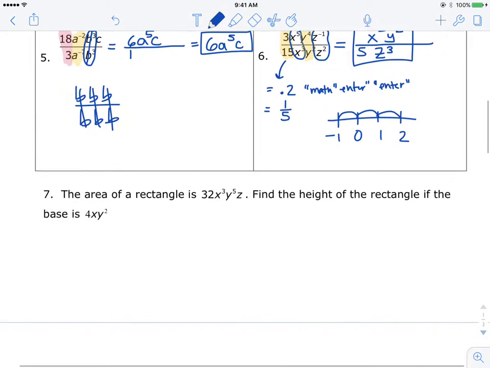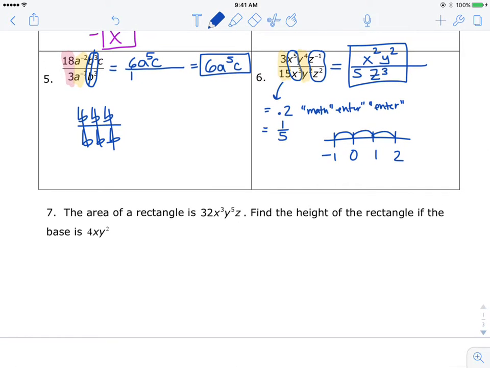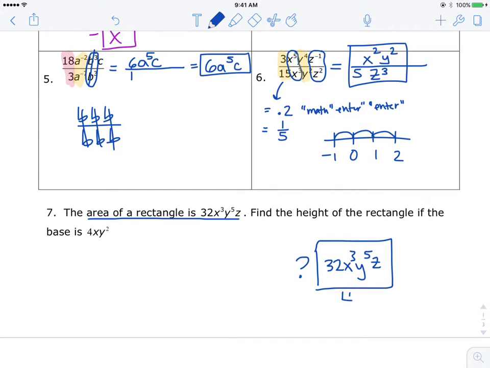All right, last but not least, what if you get this rule, this division rule of exponents in a word problem? Well, if this happens, it's probably going to be an area of a rectangle problem. So I'm going to draw a picture here. Okay, I'm going to put my area inside because that's where I usually label area. We're going to finish reading the problem. Find the height. We don't know the height, if the base is 4xy squared.